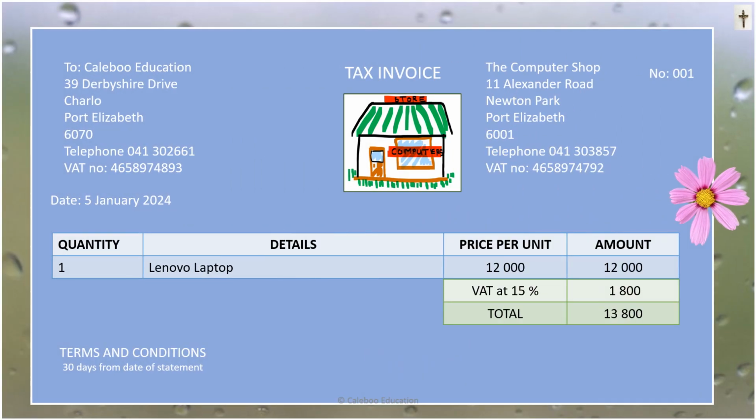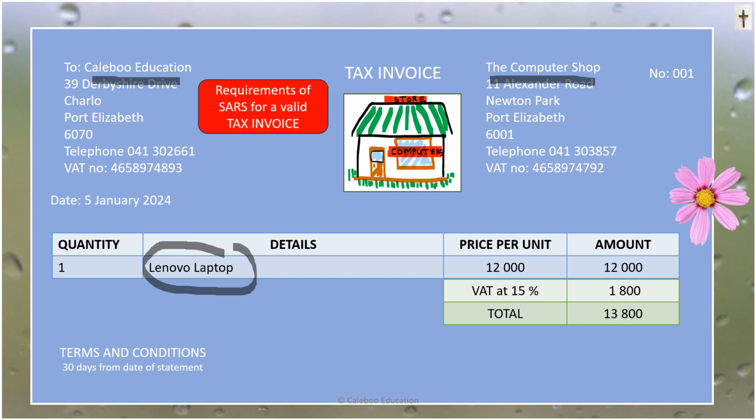Here we have an invoice, a tax invoice. This invoice belongs to the computer shop. It was generated by the computer shop as Calibre Education bought a laptop. Now, for the revenue services to accept this document as a legitimate document, the following information needs to be on the document. So let's see what information needs to be on this document so the revenue services are happy.